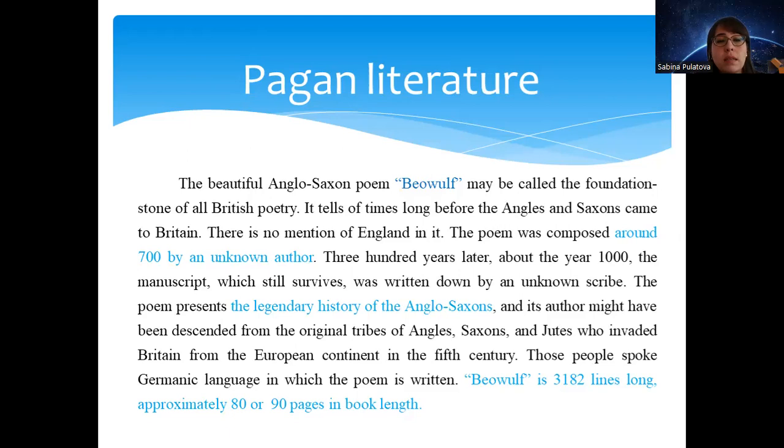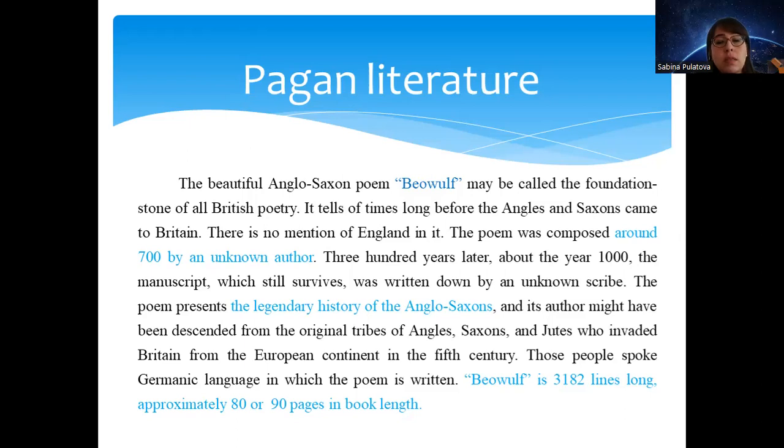The poem presents the legendary history of the Anglo-Saxons, and its author might have been descended from the original tribes of Angles, Saxons, and Jutes who invaded Britain from the European continent in the 5th century. Those people spoke a Germanic language in which the poem is written.